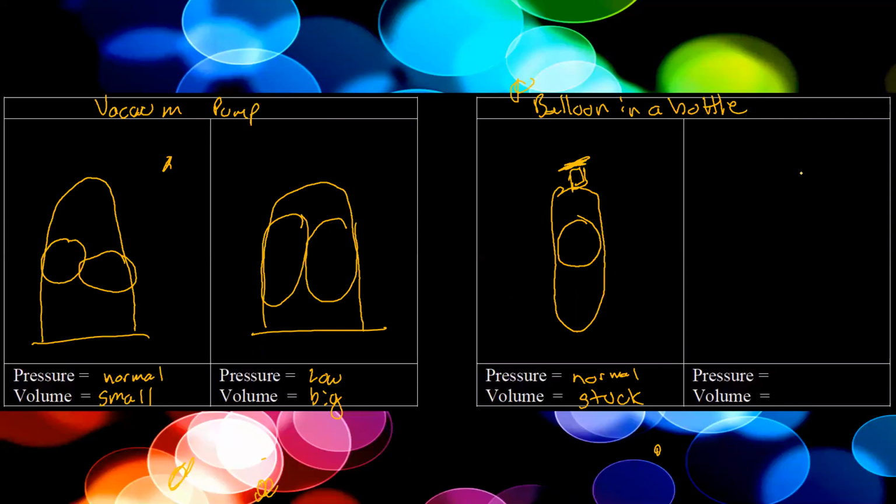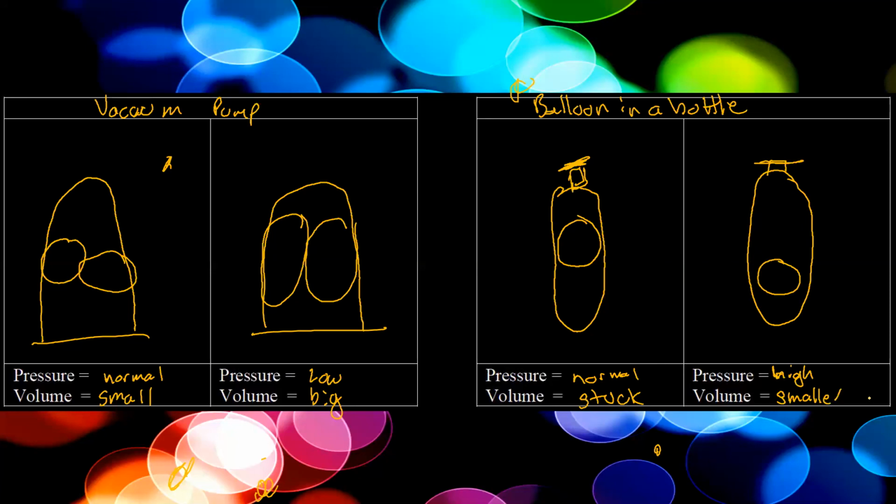Okay, so here's my bottle again. But now my balloon is small enough it's able to move around. Got my little pump thing going on there. Pressure is high. That's supposed to say high. There we go. And what do you know about the size of the balloon right now? It's not stuck, so it must have gotten smaller.